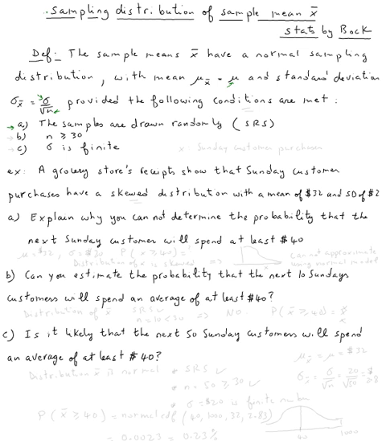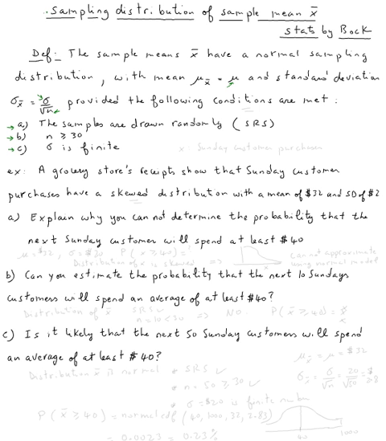A, the samples are drawn randomly, in other words, the randomization. B, n, the sample size, has to be bigger or equal than 30. And then C, the population standard deviation has to be a finite number. So it's a real number. So let's do this example.